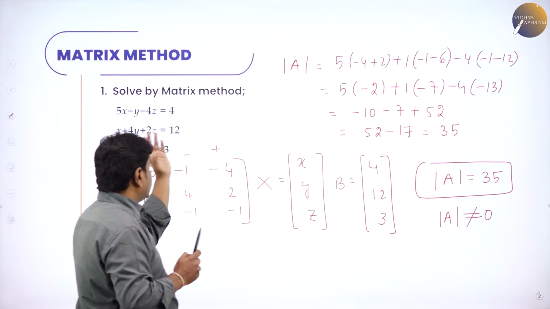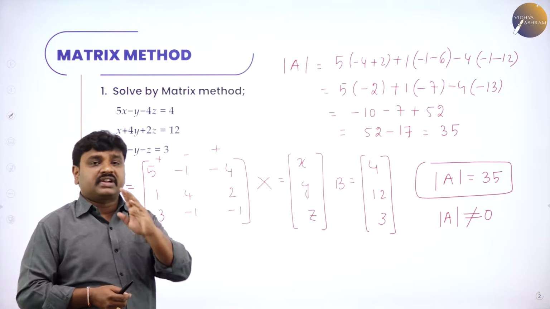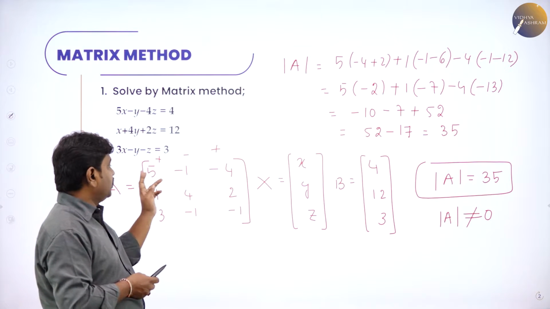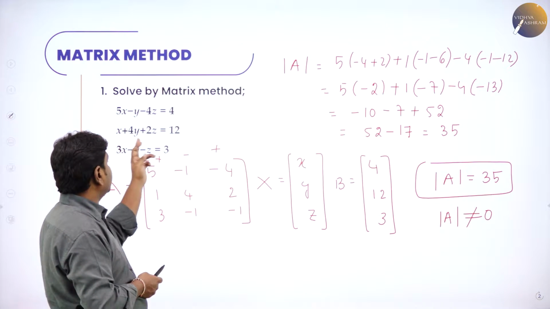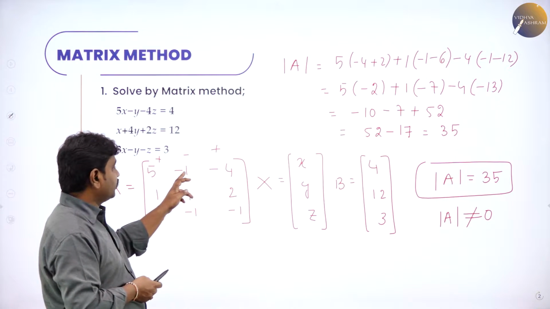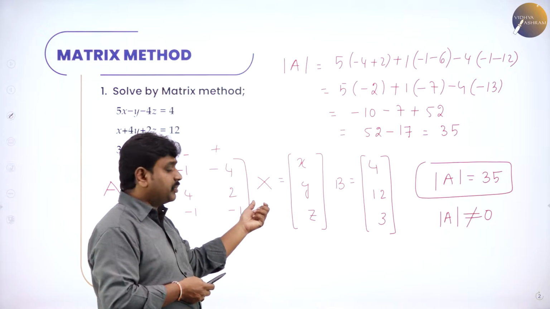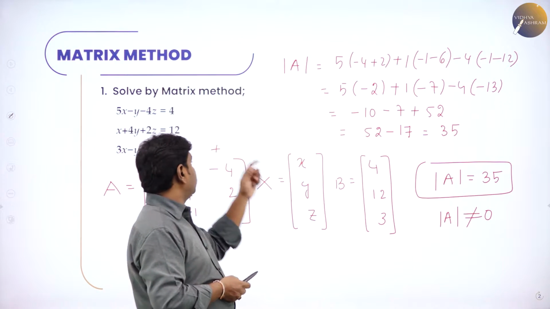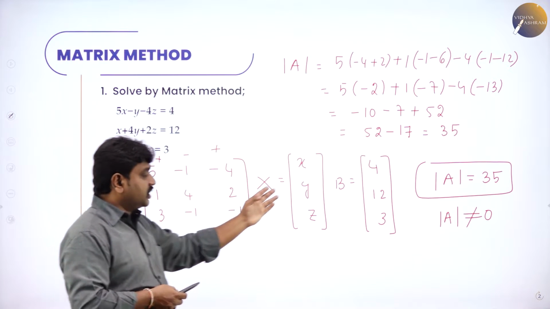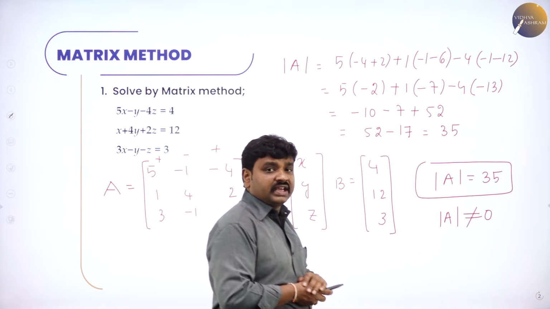So first they'll give the equations. For the equations, first write coefficient matrix. Coefficient matrix means write the coefficients of x, y, z for first equation in first row, second equation in second row, third equation in third row. Now this is coefficient of x, coefficient of y, coefficient of z. So this is coefficient matrix. Then you write variable matrix. Capital X is x, y, z. So all three equations are made up of three different variables, x, y, z. Then you write constant matrix, that is 4, 12, 3. So now you know A, X, B.